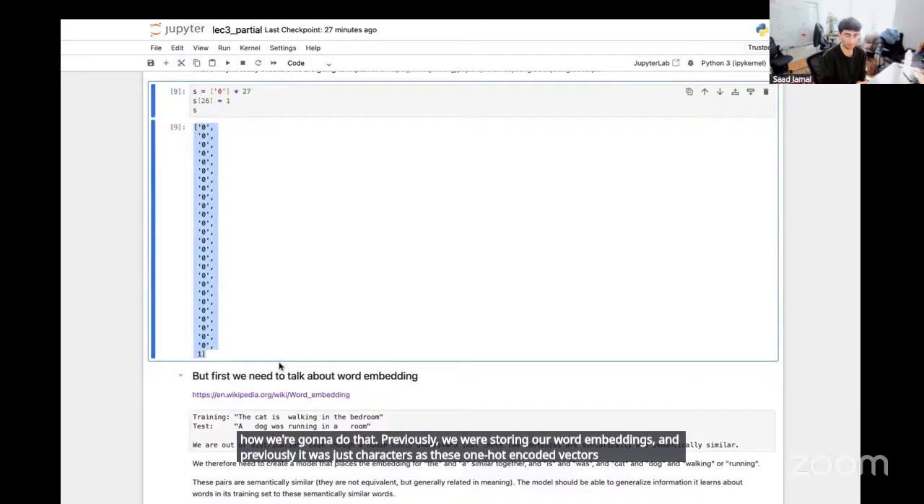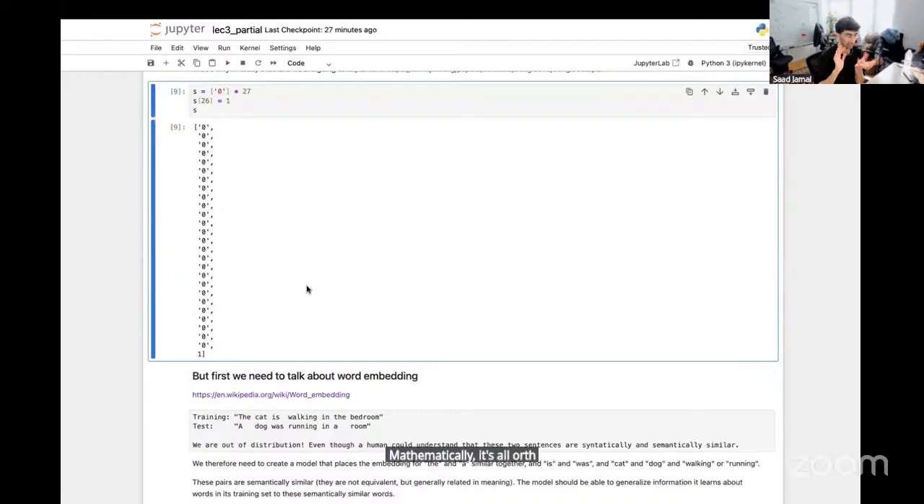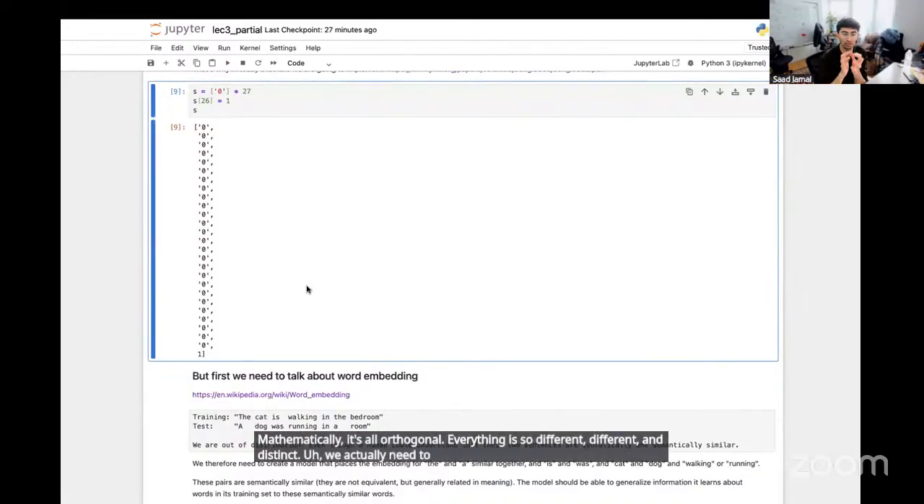Now, like I said, the problem is that when everything is one-hot encoded, mathematically, it's all orthogonal. Everything is so different and distinct. We actually need to bring these points closer together. So let's talk about word embeddings.